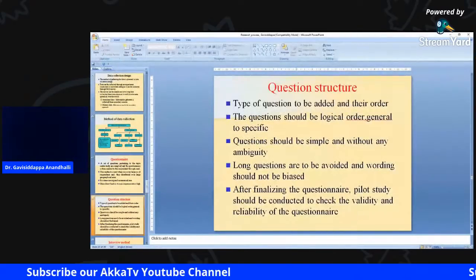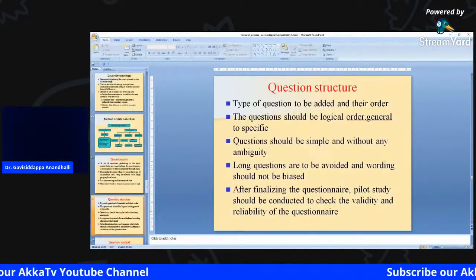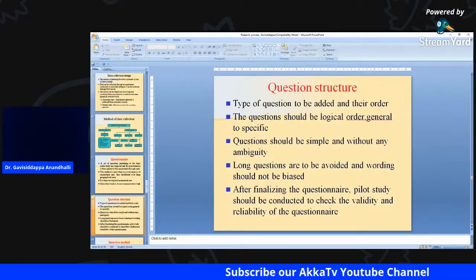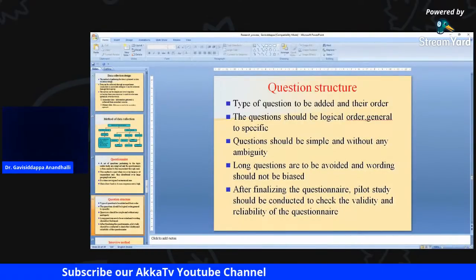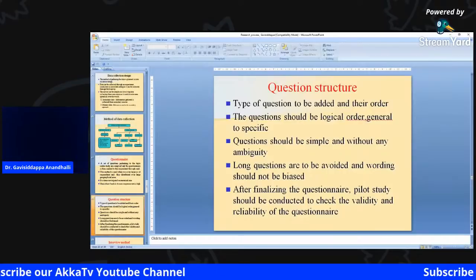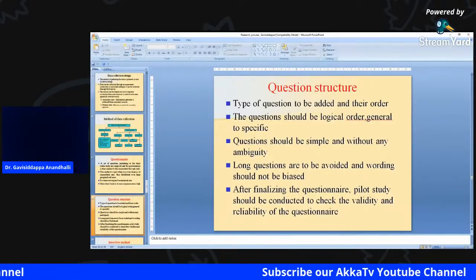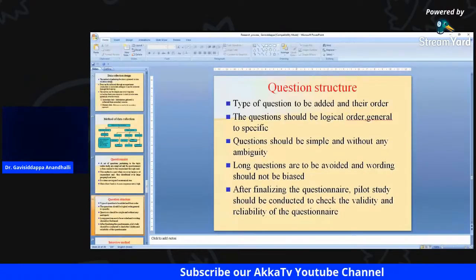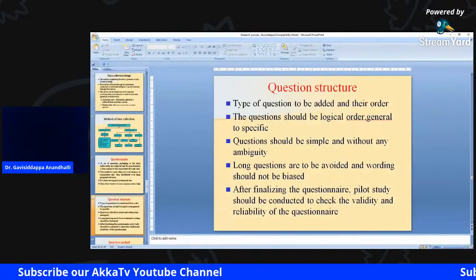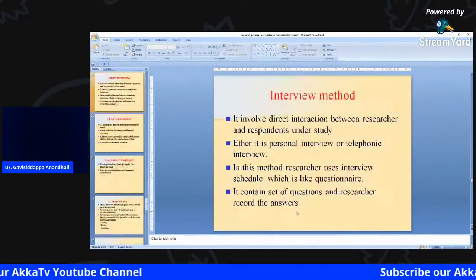So the question structure should be like this: the type of questions to be added, and their order. Always questions should run from general to specific. First there should be demographic related questions. Next, the questions related to your research objectives. It should go from general to specific, from simple to complex, and cover all the objectives of your research.